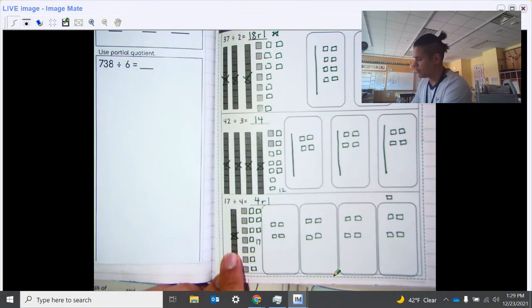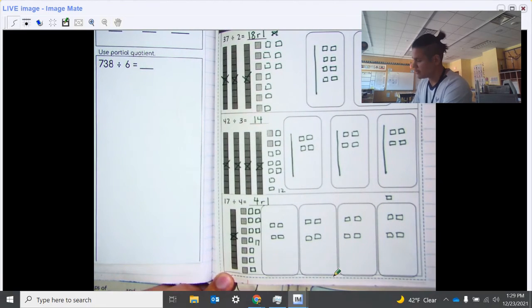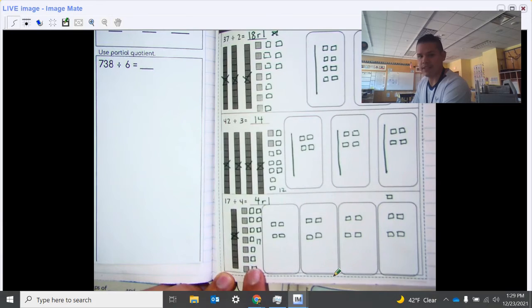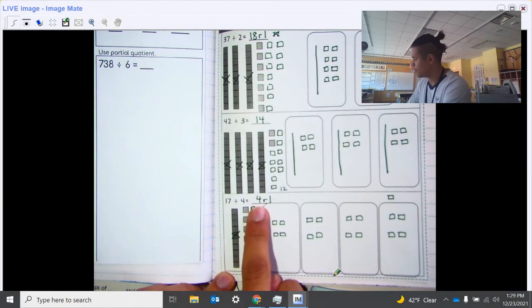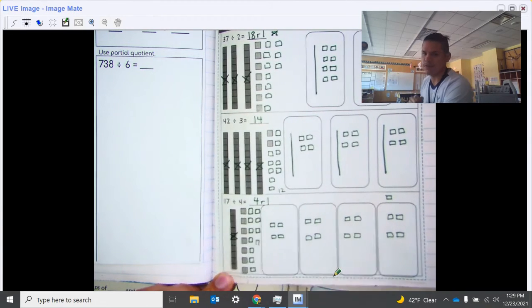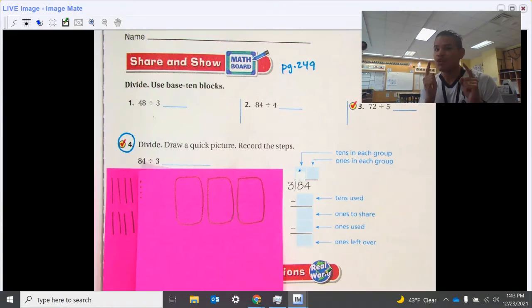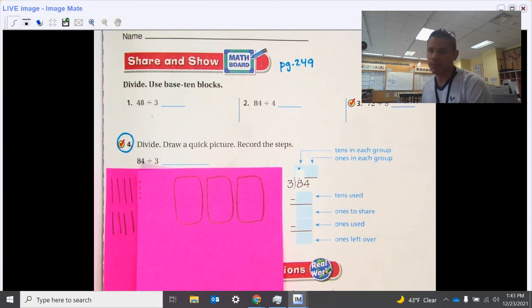That 10 couldn't be shared with the 4 groups, so you should have regrouped it for 10 ones and just shared the ones equally, 4 in each group. That's our whole number quotient with one left over as a remainder. You are amazing. I just want to show you one more example from your GoMath workbook.